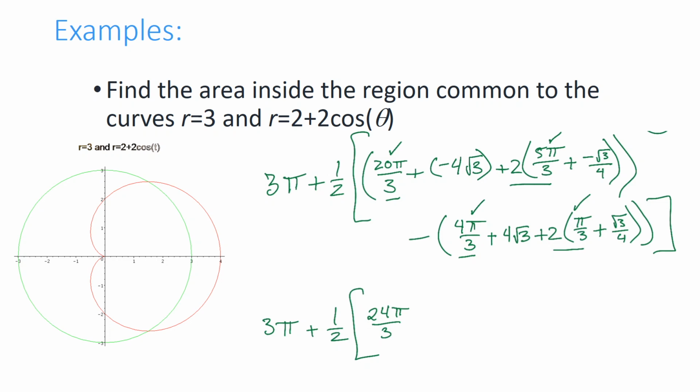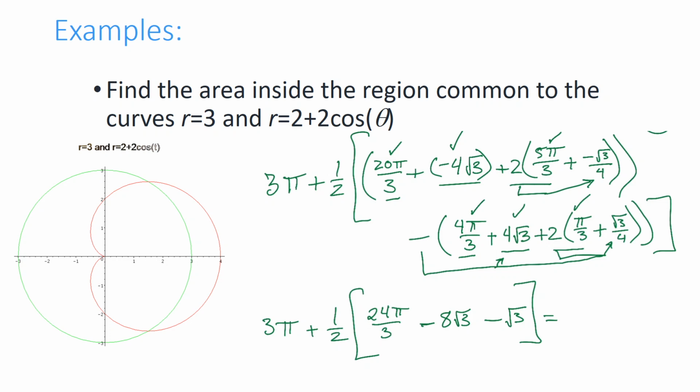Now let's deal with the radical 3's. I have negative 4 radical 3 minus another 4 radical 3 because of the minus here. So maybe I'll just write this like this. That takes care of those two. And then we've got 2 times negative 4 radical 3. And this is 2 times, but we have this negative as well. So this ends up being a total of negative 4 radical 3 over 4, which is just radical 3.